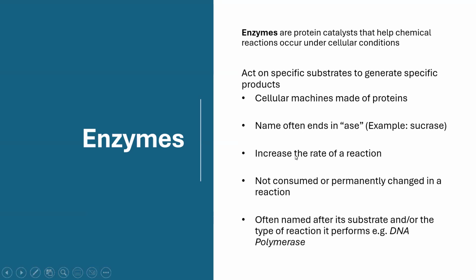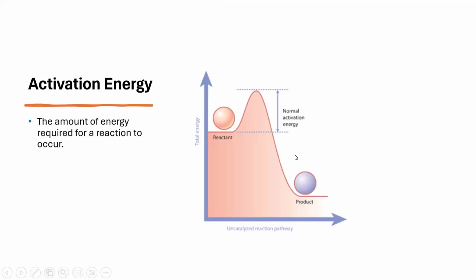And so with that, let's talk about some basic terminology we need to understand before we get into the details. And the first thing, and you may have seen something like this when you took chemistry, is activation energy. So our y-axis here is total energy, and our x-axis is the reaction pathway. We've got two states. We've got the reactant and the product, and then we've got this intermediate called the transition state. So activation energy is the amount of energy that is required for a reaction to occur.